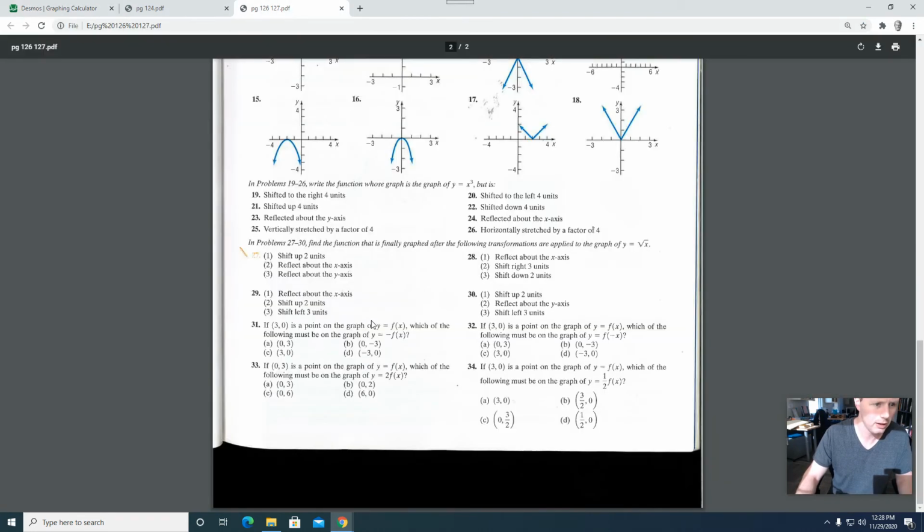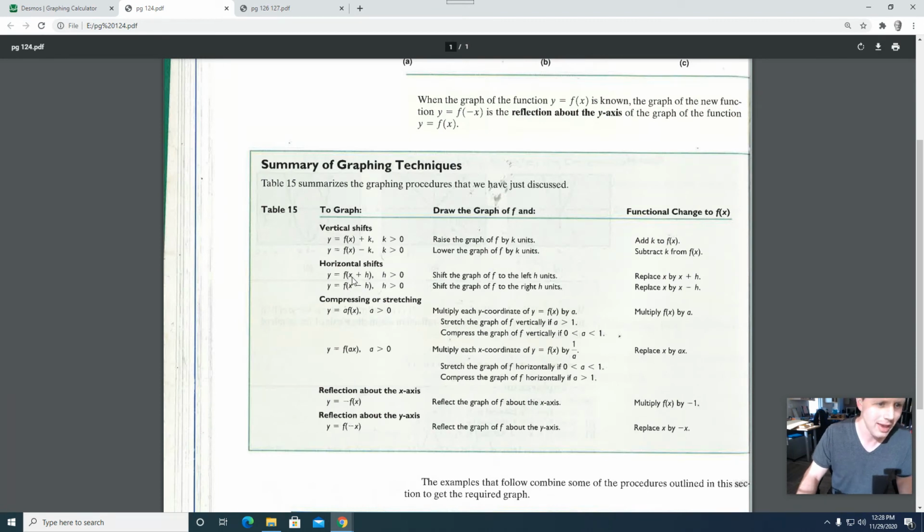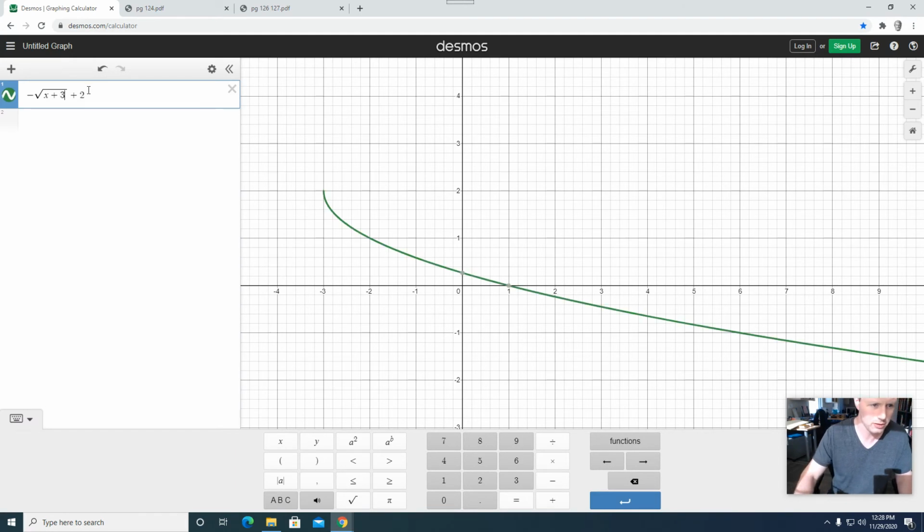And then finally, I want to shift it to the left 3 units. So to shift to the left 3 units, I want to replace x with x plus 3. That shifts it to the left. So I'm going to replace x here with x plus 3. And that shifts it to the left 3 units. And so you can see that my graph is now moved over like so. And so this here is the graph of minus the square root of x plus 3, plus 2. That's that graph right there. Okay. Moving on.